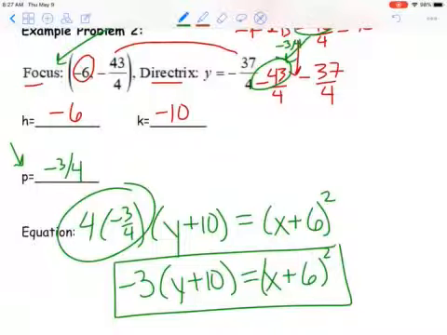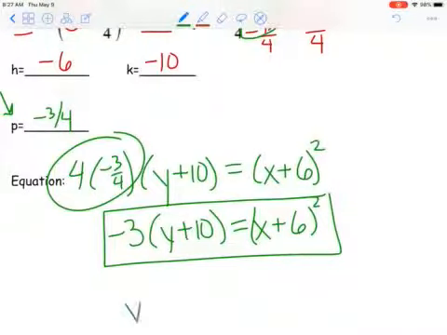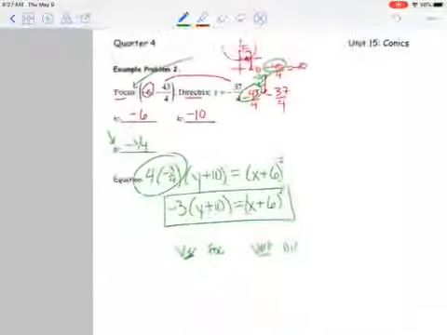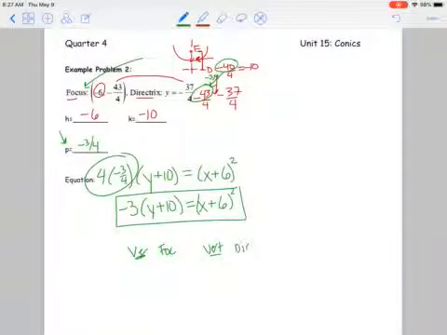And the homework will have some problems like this. Some of them you'll be given the vertex and the focus. So you already have the vertex, which is nice, or you're given the vertex and the directrix. So all pretty simple stuff. Make sure you practice that in class so you can ask questions.